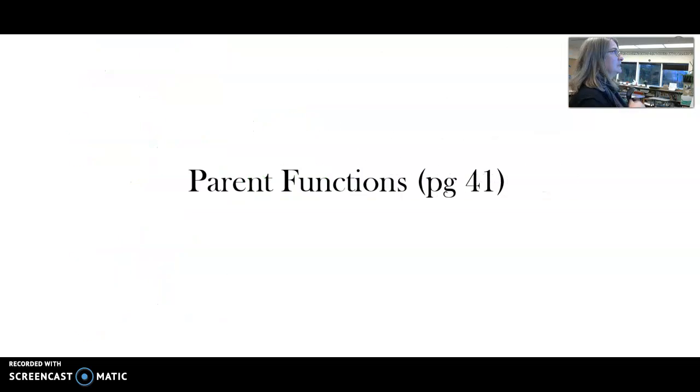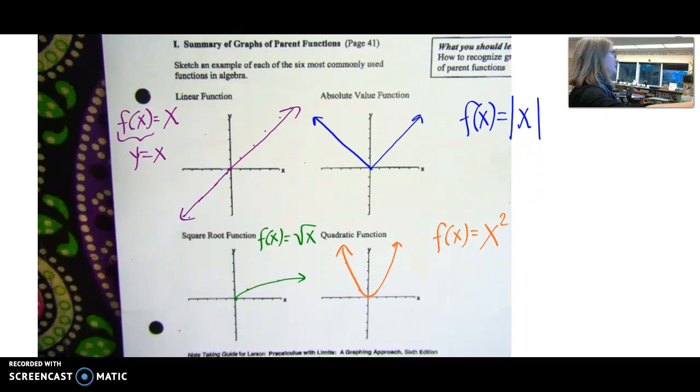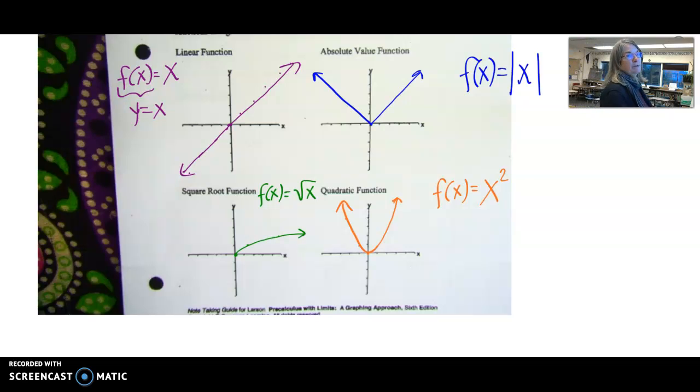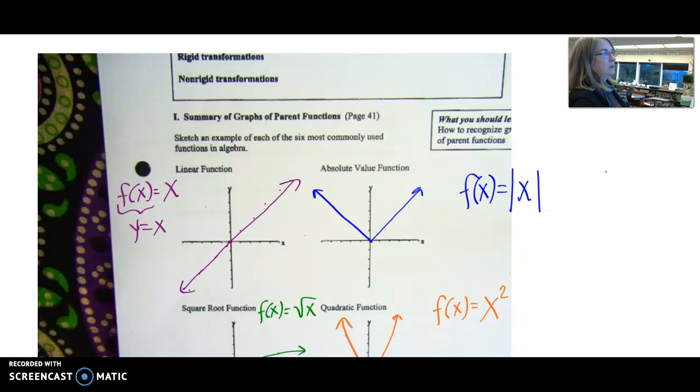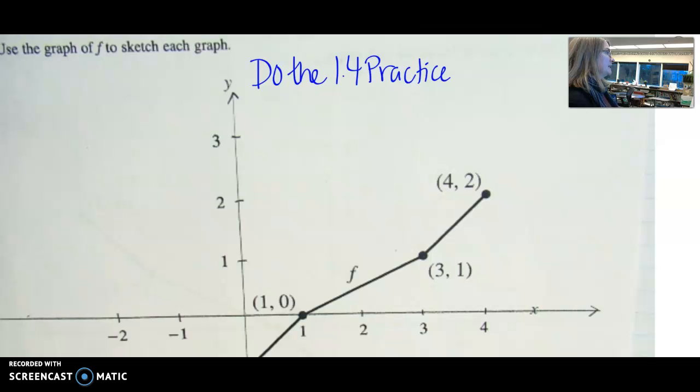Okay, so here's what you need to do. Actually, let's review these parent functions really quickly. You have the linear function in purple here. We have the absolute value function, a square root function, and then the quadratic function. This is all on page 41 in your textbook, so you can review those if you forgot what they look like. We have several other parent functions that we will be getting to throughout the year, but this is a start. Then what I'd like you to do is check for understanding, do the 1.4 practice. You can find it in Canvas or get it from me in the classroom.